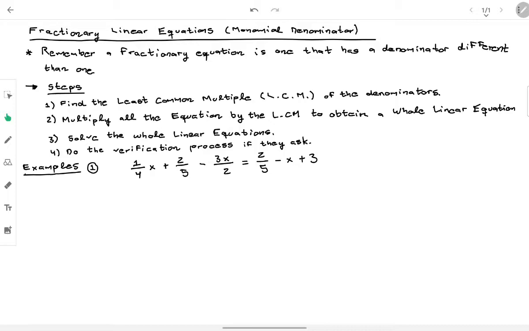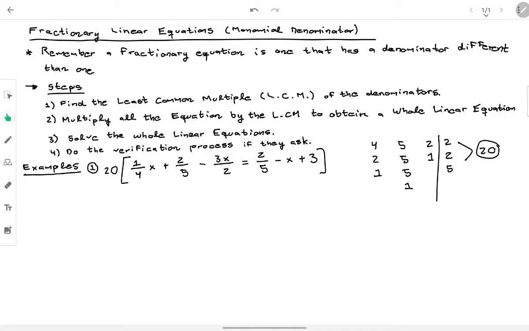In this first example, we have that specific equation. So the first thing we need to look for is the least common multiple between 4, 5, and 2, that are the denominators different than 1. So in this case, divided by 2 it's 2, 5, and 1. Divided by 2 it's 1 and 5. And divided by 5 it's 1. So the least common multiple is 20. After that, we need to multiply all the equation by 20.